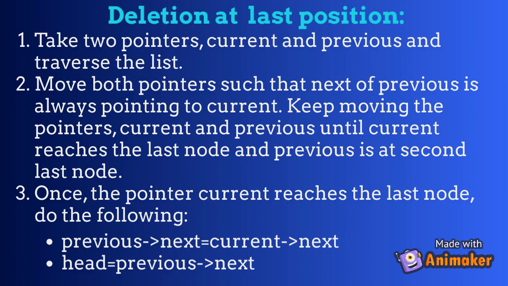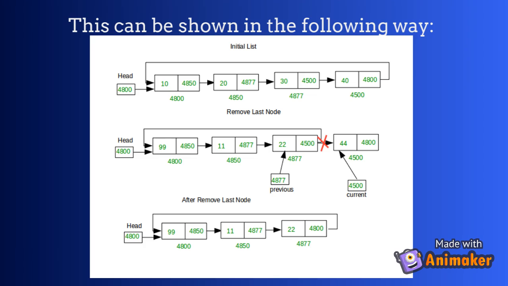Deletion at last position. Take two pointers, current and previous, and traverse the list. Move both pointers such that next to previous is always pointing to current. Keep moving the pointers, current and previous, until current reaches the last node and previous is at the second last node. Once the pointer current reaches the last node, do the following. Previous next is equal to current next. Head is equal to previous next. This can be shown in the following way.